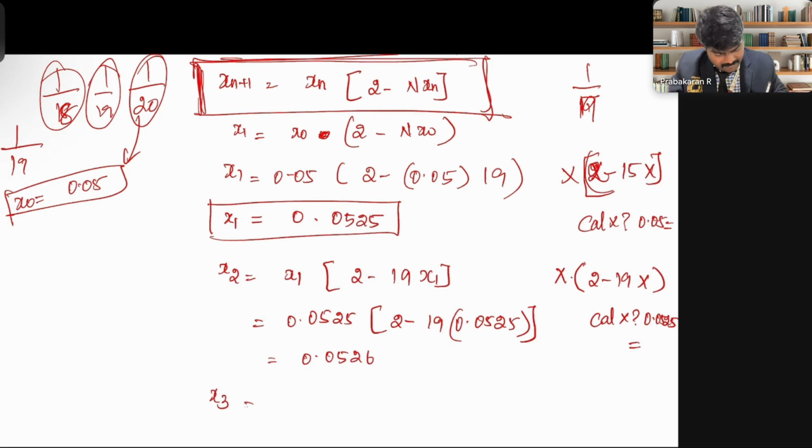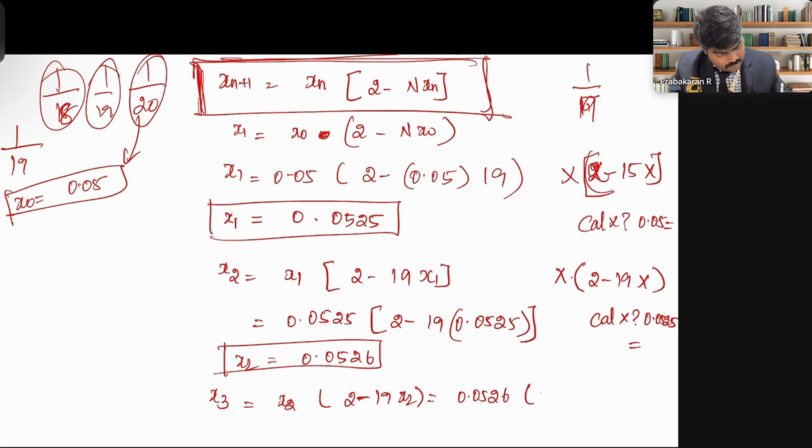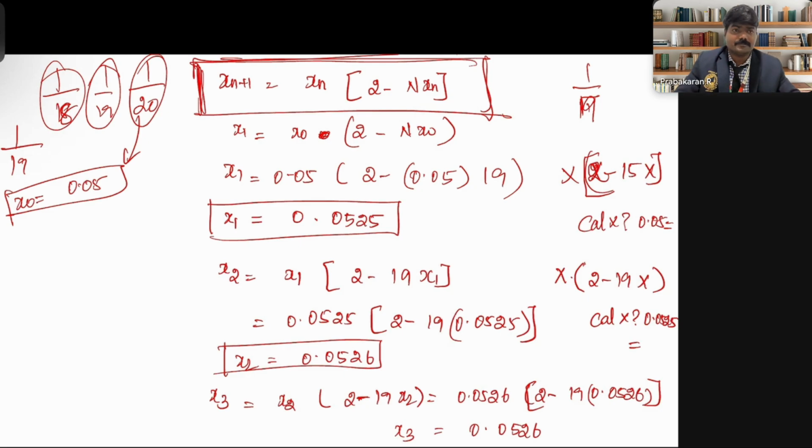Similarly, when you go for the third iteration, it's based upon x2. Just now we got the x2 value. Here you can replace the x2 value: x2 times of 2 minus 19 times of x2, that is 0.0526 times 2 minus 19 times of 0.0526. The answer is, just try and tell me the answer. Just try it. 0.0526. So while comparing, the second and third iterations are the same.